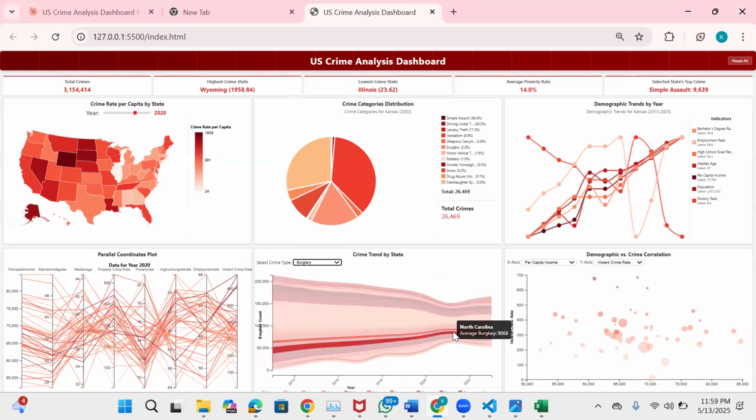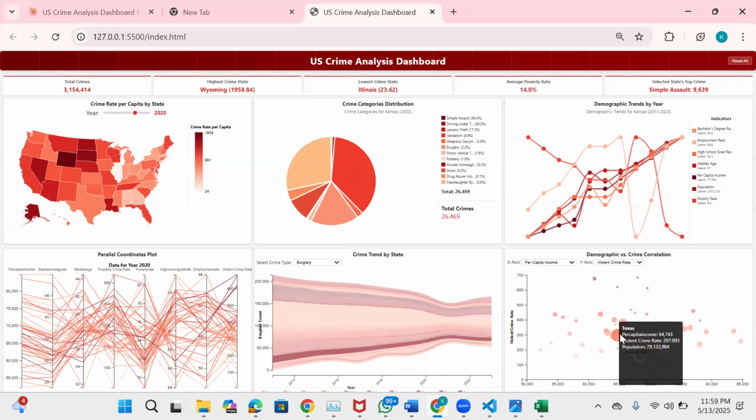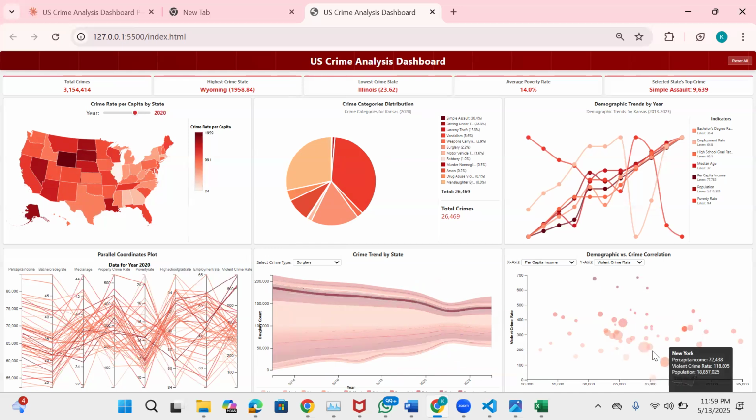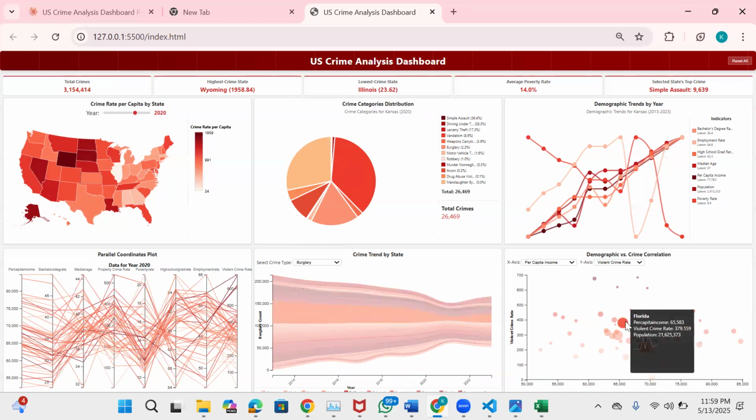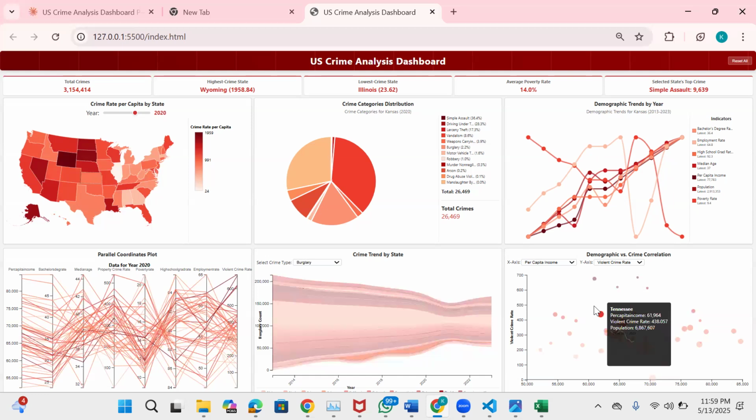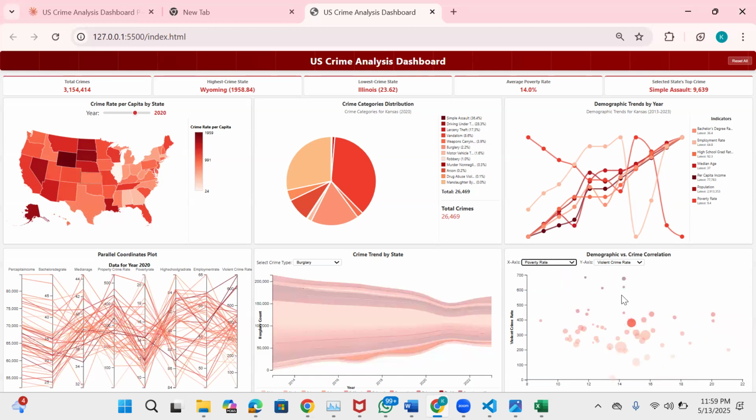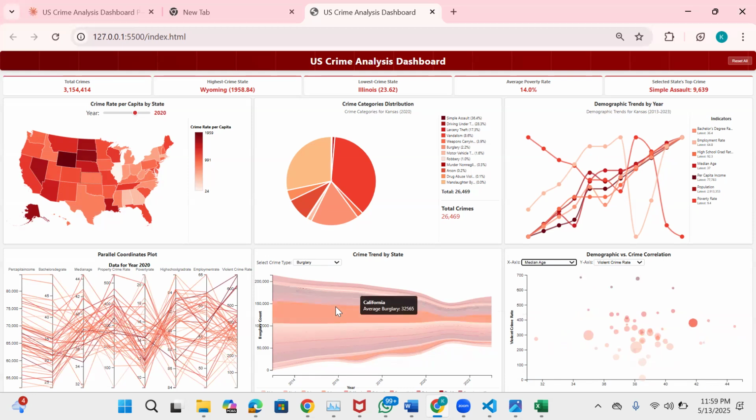On the bottom right, a scatter plot explores correlations between demographic factors and crime. Each bubble represents a state with size showing population and color shade indicating the crime rate. The key insights include that the relationship between income and crime is complex and not strictly linear. There's virtually no correlation between poverty and violent crimes. Education shows a stronger negative correlation with crime than the economic factors, and states with older populations tend to have lower crime rates.